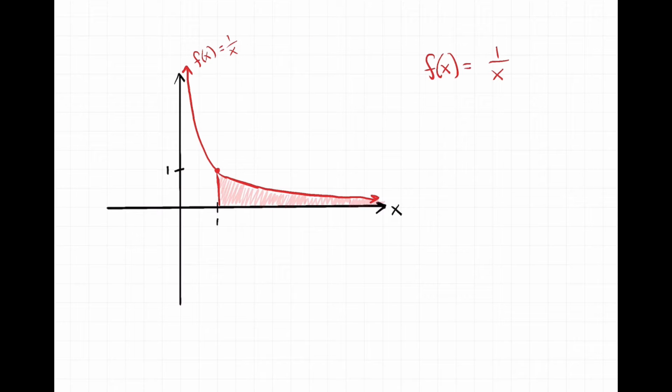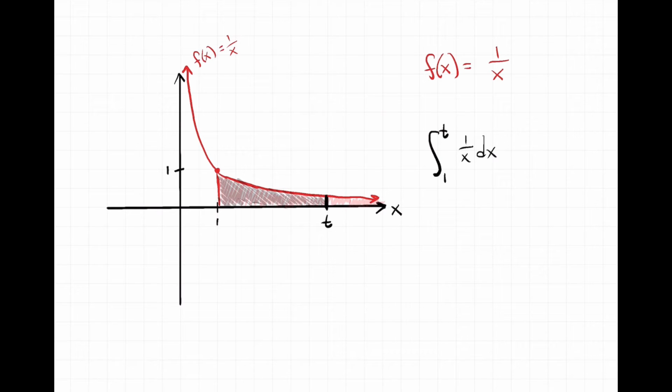So the way that we'll solve this problem is as follows. Let's pick some arbitrary upper bound here. Let's call it t. Now I can find the area from 1 to t by taking the integral from 1 to t of my function, which is 1 over x dx. That's going to give me an area that is not the total area I want. It's clearly not because there is some part missing. The part to the right is missing.